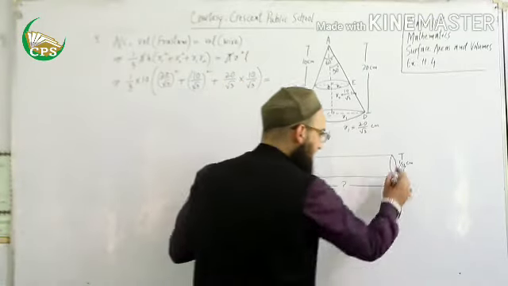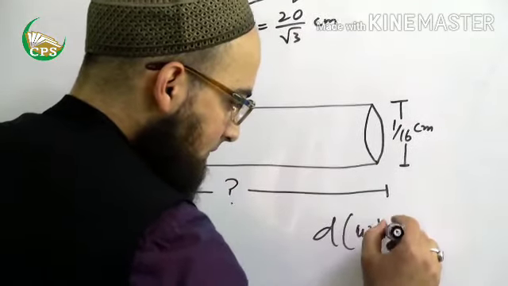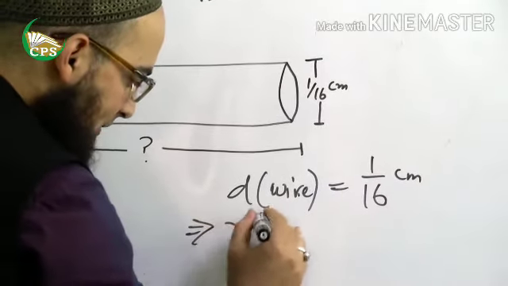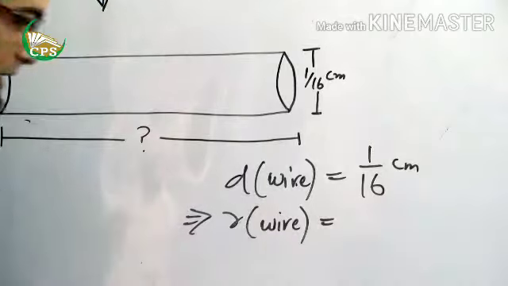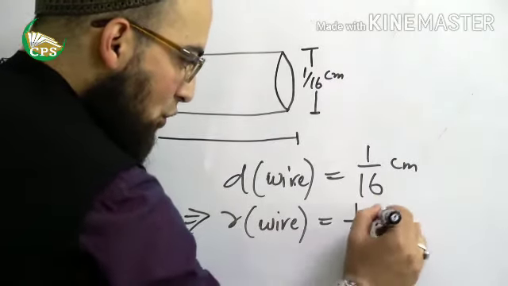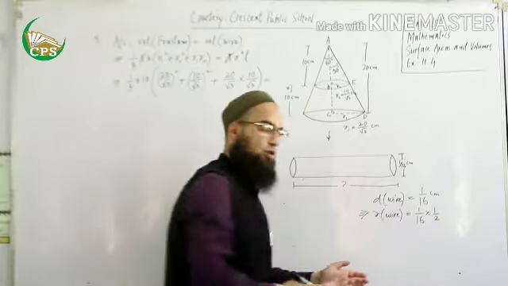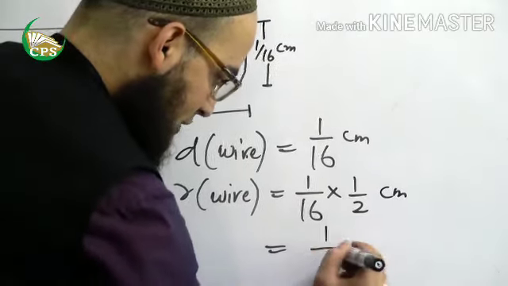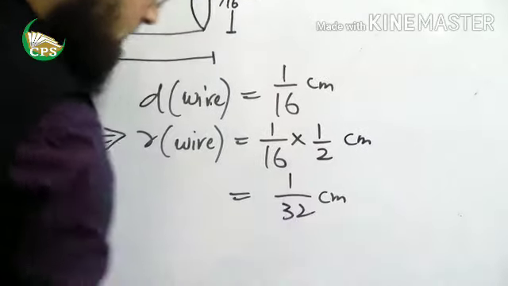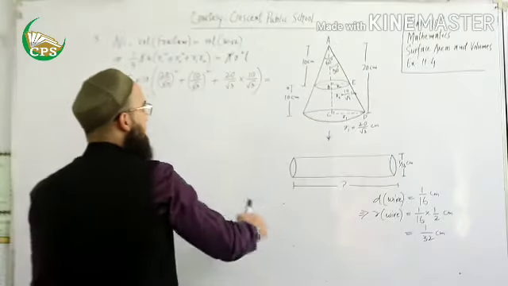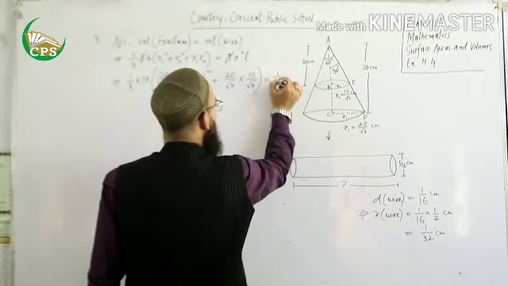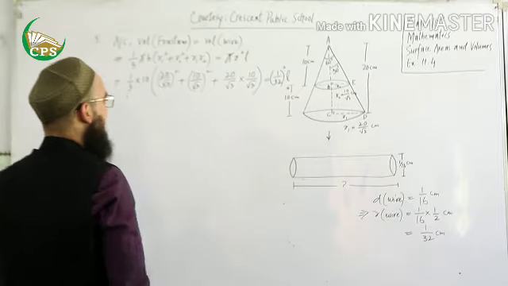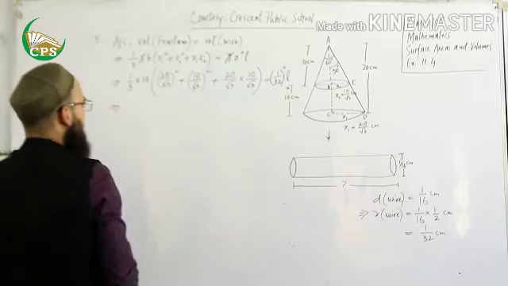Now what is r here? The diameter of the wire is 1 by 16 centimeter, which implies that the radius of the wire would be 1 by 16 by 2, or that means 1 by 16 times 1 by 2. Dividing by 2 also means times 1 by 2. That is the same thing. So you'll get 1 by 32 centimeter. Now the radius of the wire is 1 by 32. Now you need to do the square. So 1 by 32 square times L. L is the length of the wire. Then you can solve this whole stuff.